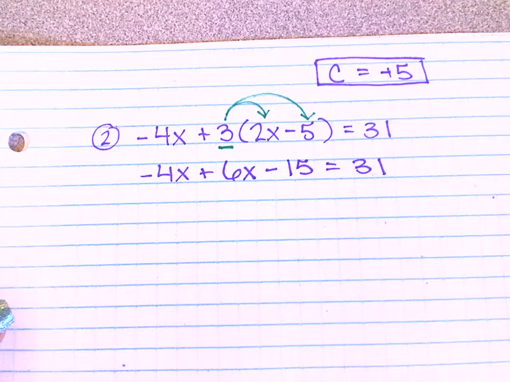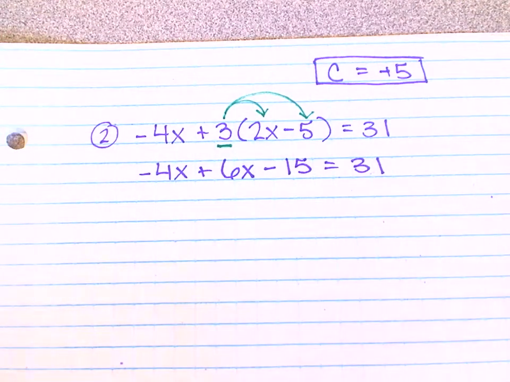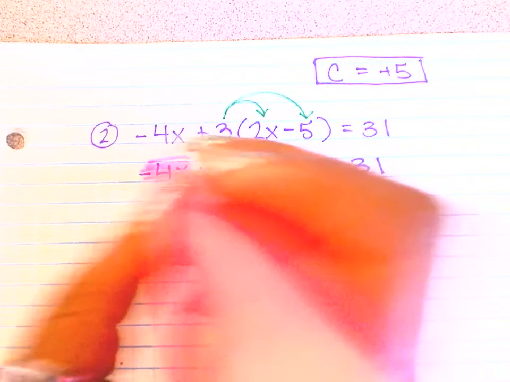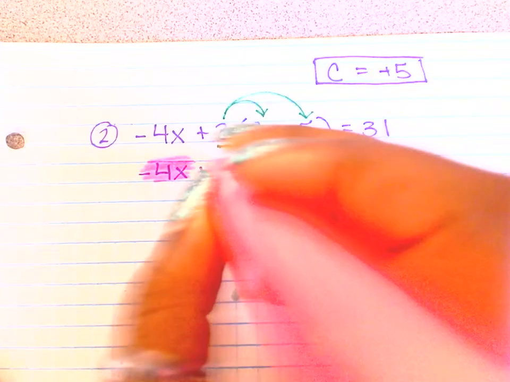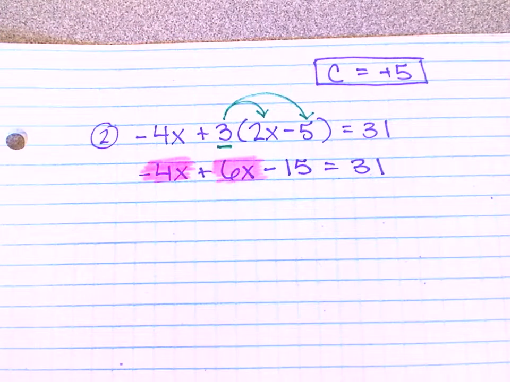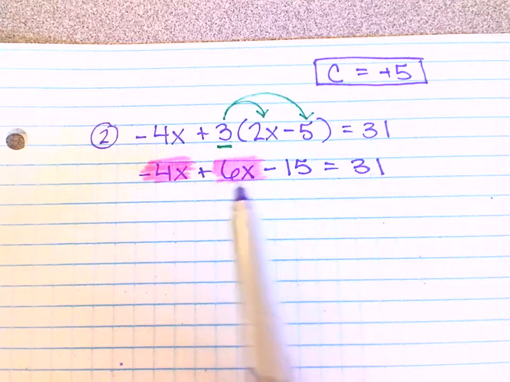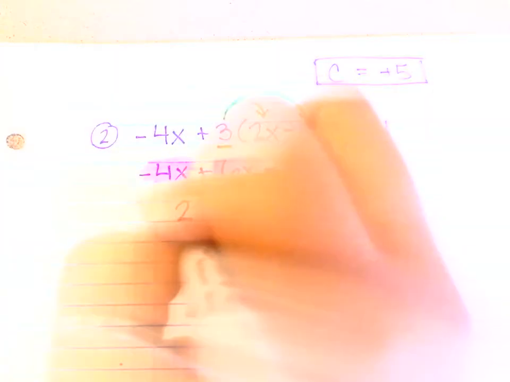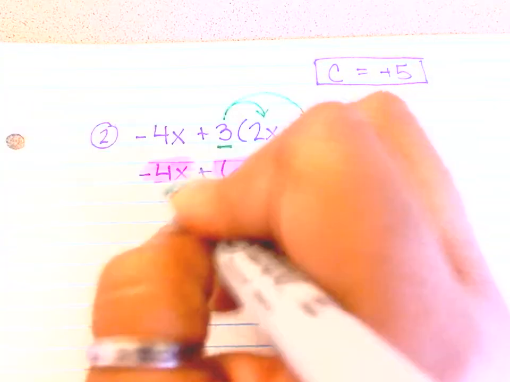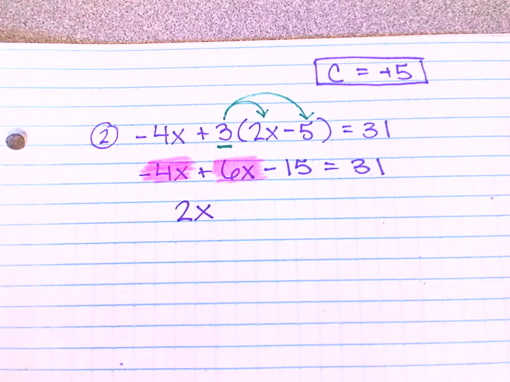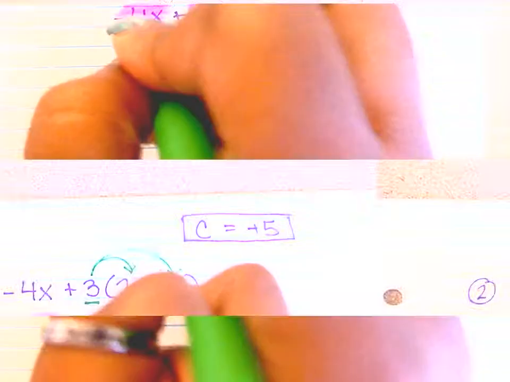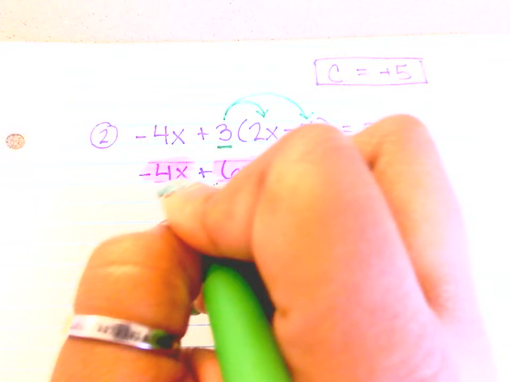That was that extra step. Oh, now I see that I have like terms. I see that I have negative 4x, and I see that I have 6x. These are like terms. So negative 4 plus 6 is going to give me a positive 2, and I'm going to add the variable x. I just did this right here, negative 4x plus 6x.